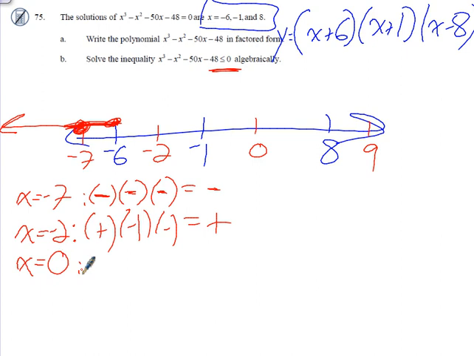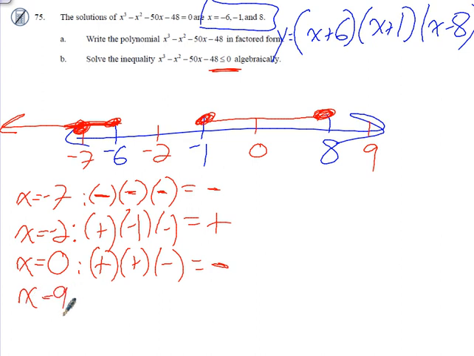Next I'll try 0. 0 plus 6 is positive. 0 plus 1 is positive. 0 minus 8 is negative. That's going to result in a negative, which is less than 0. So I know that from -1 to 8, it is less than 0. And just based on the pattern, it doesn't look like this is going to work, but we can do it anyway, just to be certain.